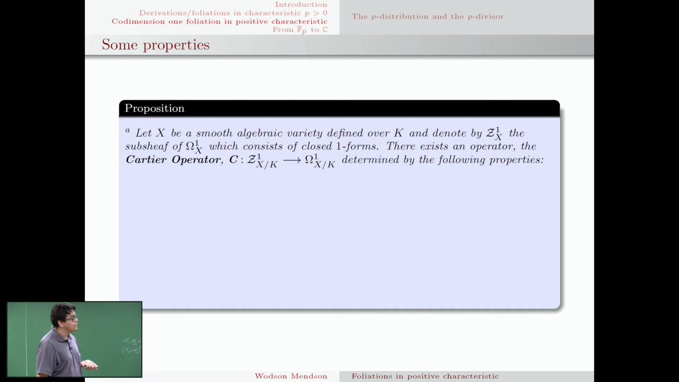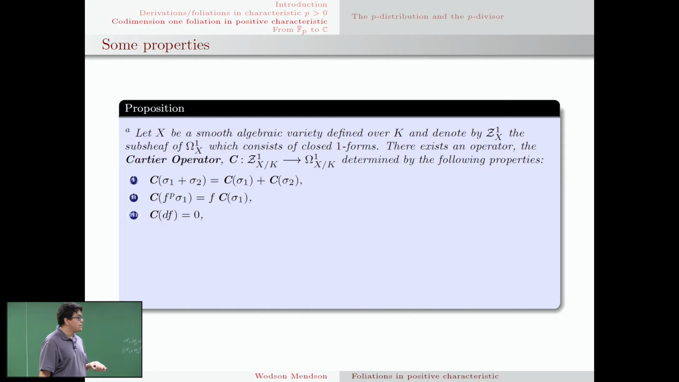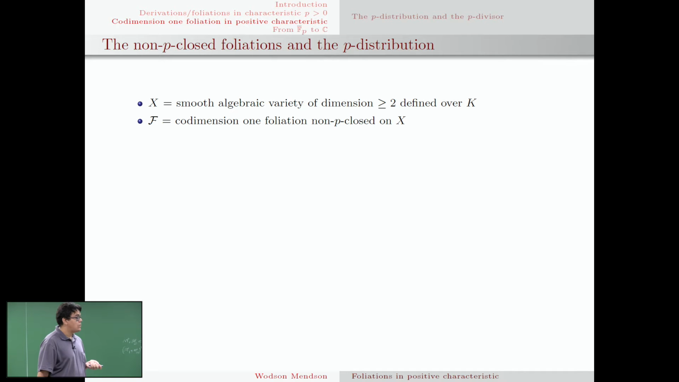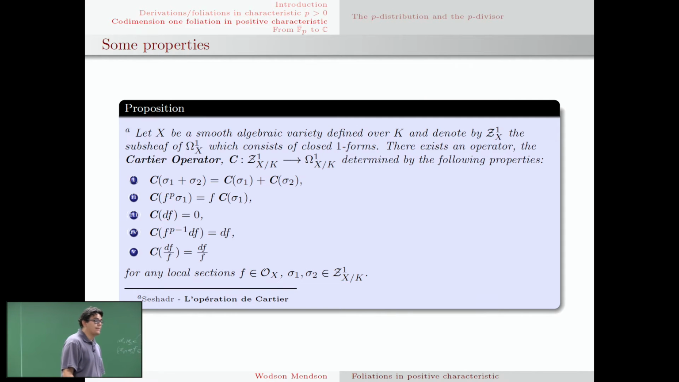So we have the properties of this operator. It is additive, it is p^-1-linear, it is zero on exact forms, and we have this property here. We omit this term, and it fixes logarithmic forms for any local sections f, sigma 1, sigma 2. The definition can be extended to the meromorphic context.